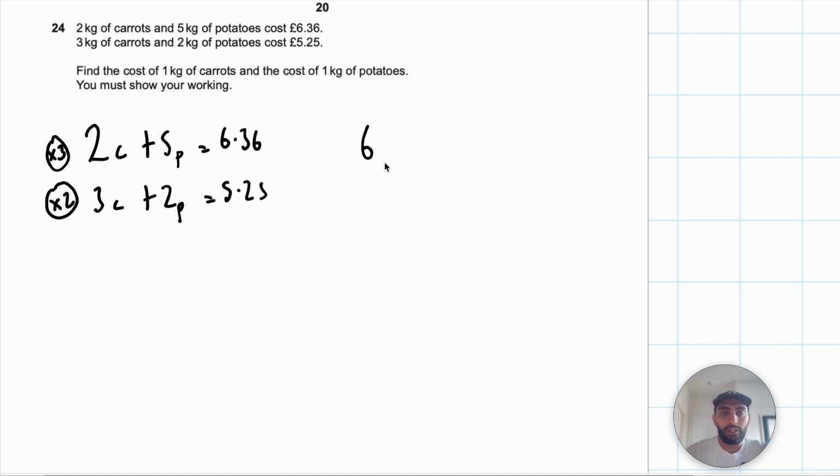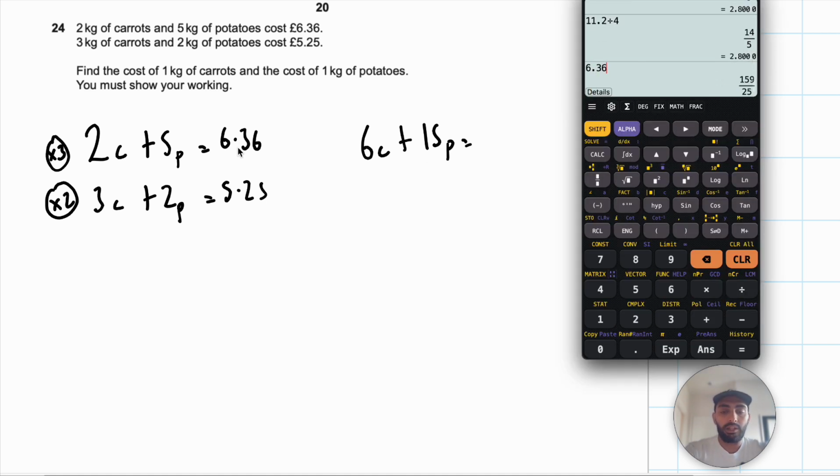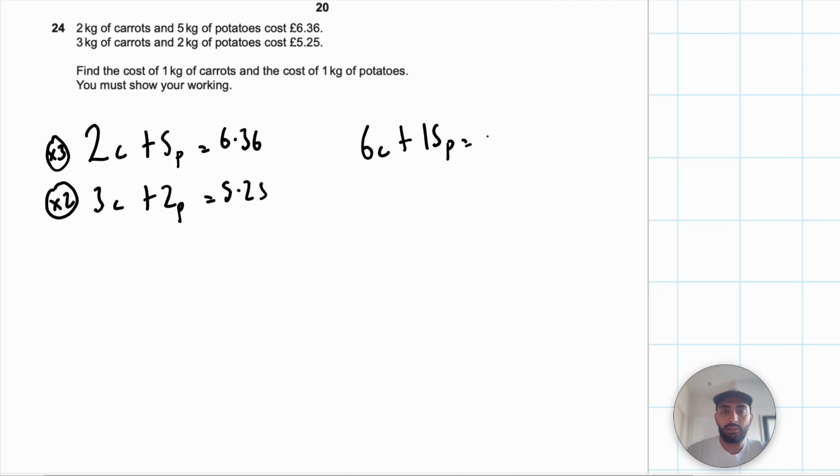2C times 3 is 6C. 5P times 3 is 15P. £6.36 times 3 is £19.08. The bottom one, I'm multiplying everything by 2, so 3C times 2 is 6C, 2P times 2 is 4P, £5.25 times 2 is £10.50. I have two equations with common coefficients before my C, so I can add them or I can take them away.